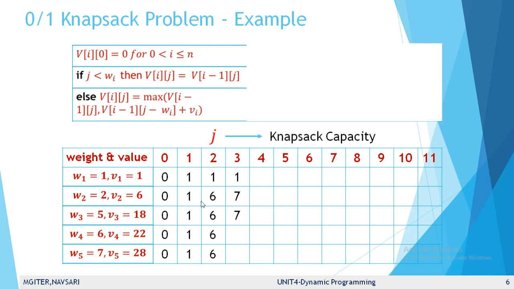We have an option, but the capacity of the bag is only 3 kg. That's why we include only two objects, with the weight of 1 kg and 2 kg. So write here 7. Now in the fourth column, in the first row, we have only one item with the weight of 1 kg and the value of that object is 1.